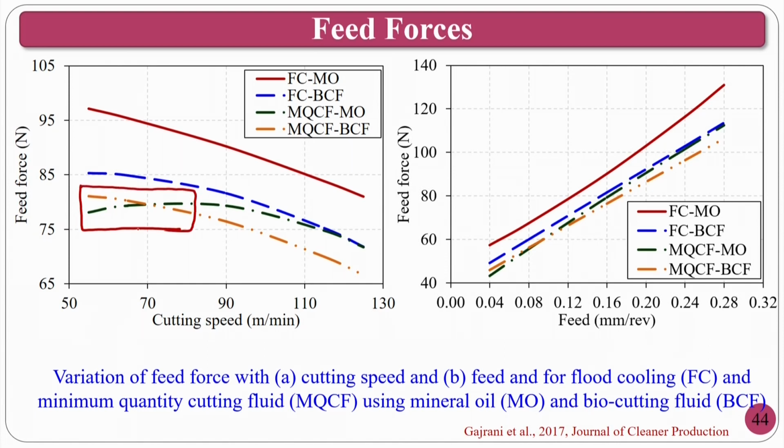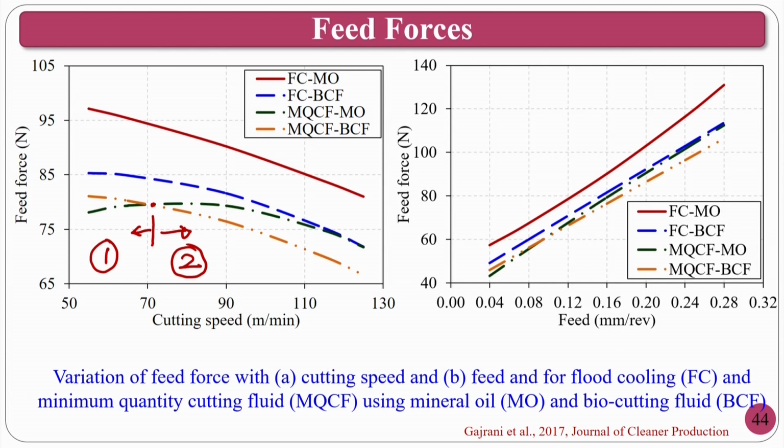In this range there is a crossover at this particular point. So that means if you want to concentrate, I am erasing this one. If you see this region, the cutting speed is low in region 1 and region 2. If the cutting speed is low, that means my rubbing action is high. In those circumstances, minimum quantity cutting fluid with a mineral oil is giving better results.